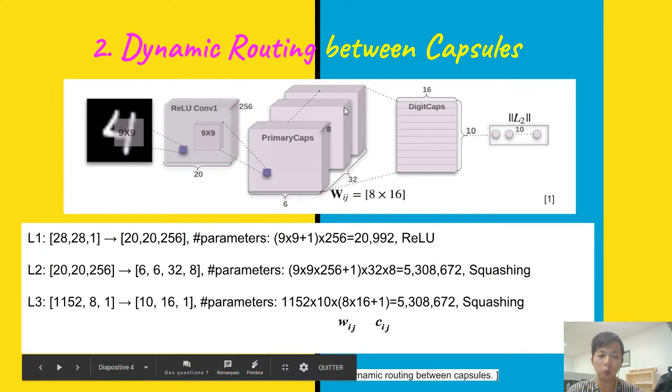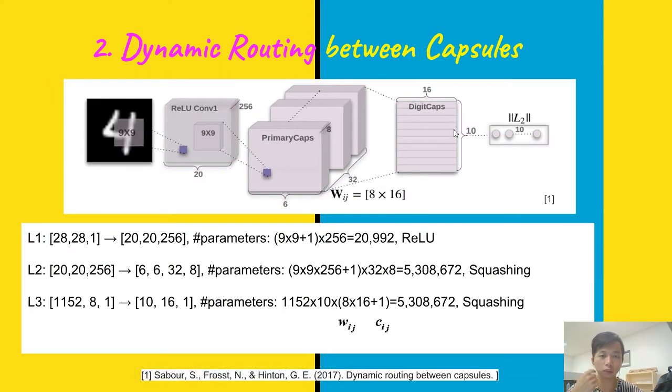Voila, here we have the structure of dynamic routing between capsules, the Capsulenet. The input is a 28 by 28 one-channel image from MNIST, and the first layer is the normal convolution layer with ReLU, which outputs 256 channels. And the second layer is called primary caps. There are 32 capsules. Each capsule is organized with 8 neurons. And the last layer has 10 capsules. Each capsule outputs a 16-dimensional vector.